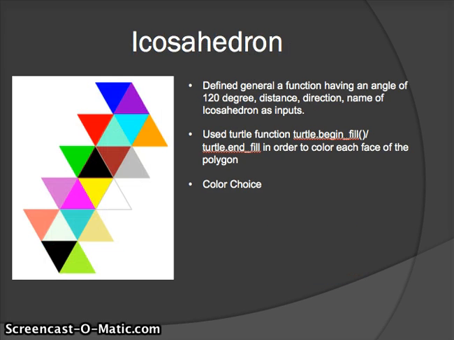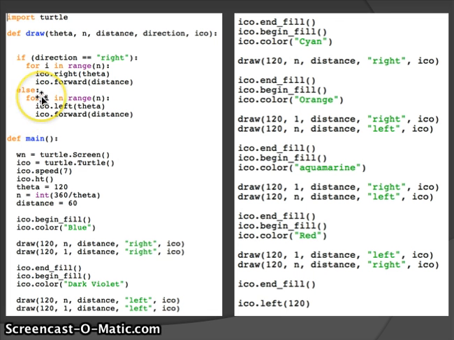Now I'd like to move on to the icosahedron. The icosahedron was also pretty similar to the octahedron and the tetrahedron, since it also is composed of triangles. So I basically repeated the same process for the icosahedron, just like I did for the tetrahedron and the octahedron.